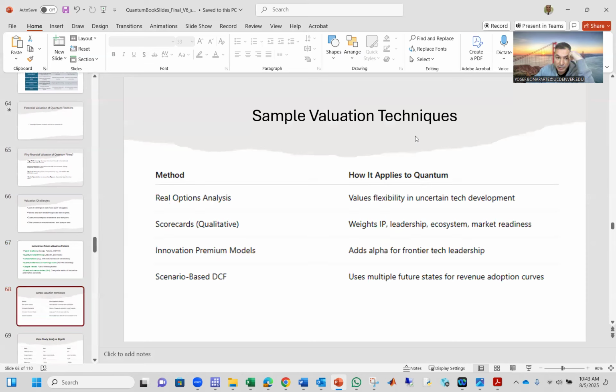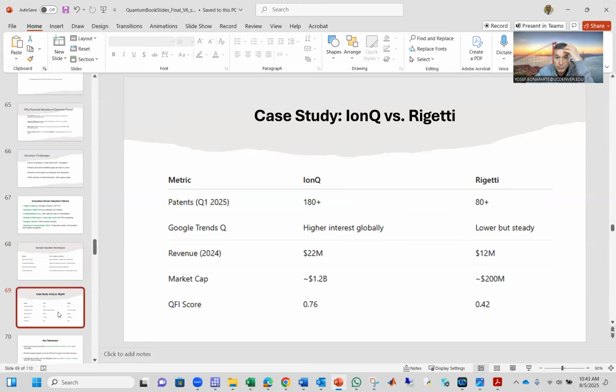Sample evaluation techniques. The methods are real option analysis, valuing flexibility under uncertain tech development, scorecards weighting IP, leadership, and ecosystem, the innovation premium model, and scenario-based DCF, discounted cash flow.